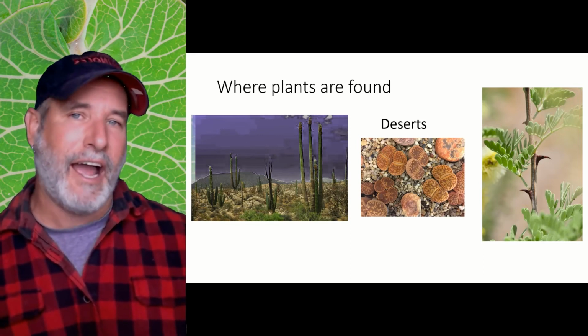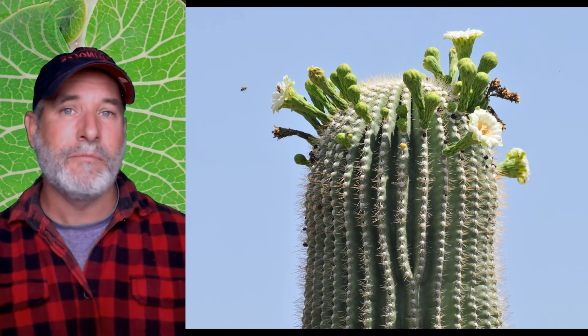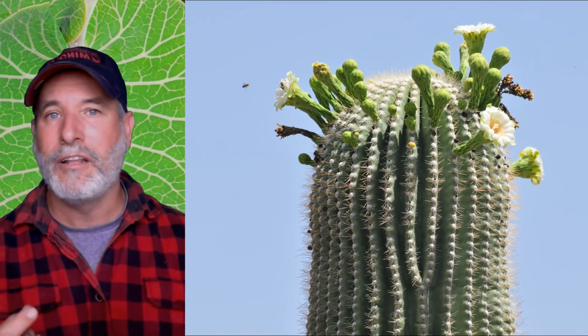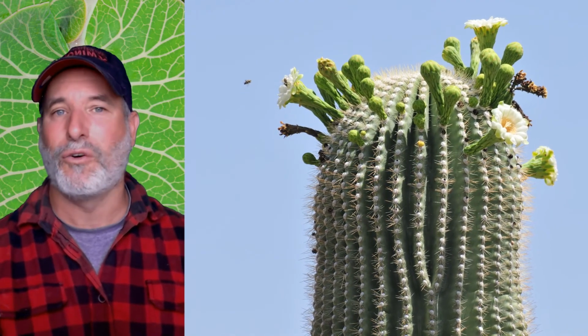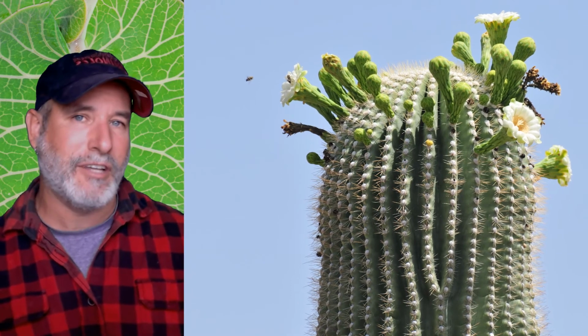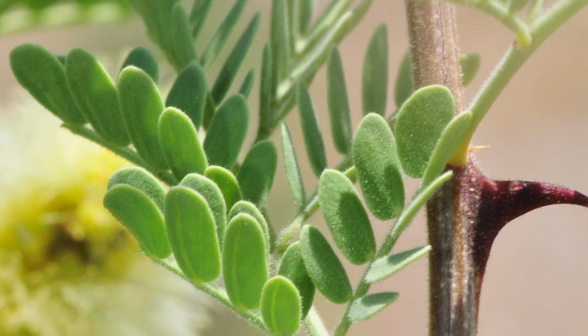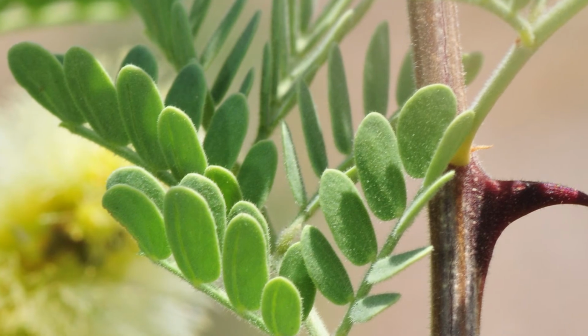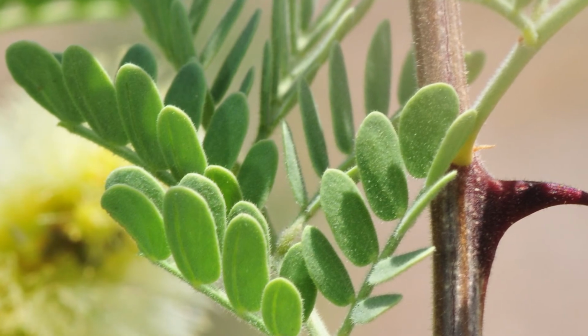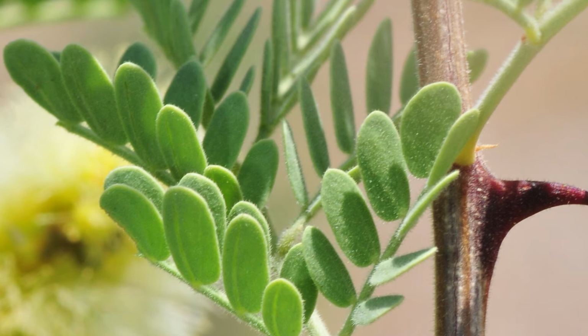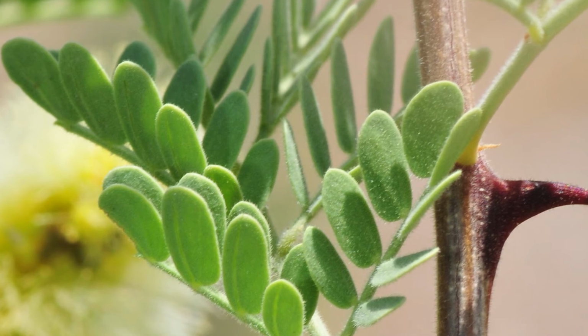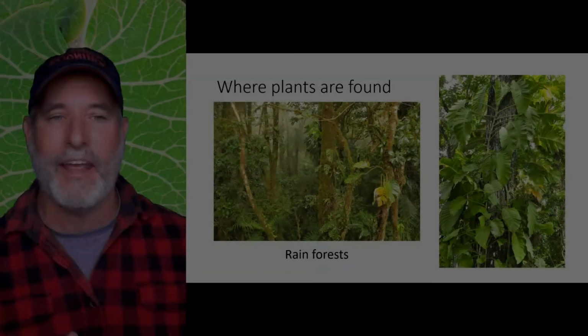You might see cactus. In this case, the stems are holding all the water, and the leaves have been reduced to thorns. And another adaptation for living in a desert is small leaves, like this cat claw on the right. You see the leaves are very small to prevent desiccation, or I should just say to prevent water loss. Desiccation just means you're losing water, you're drying out.